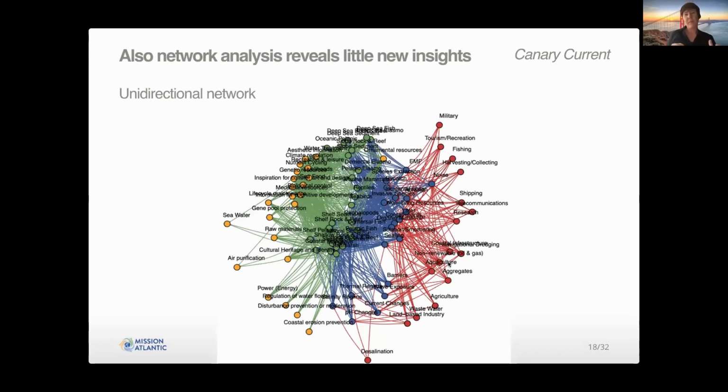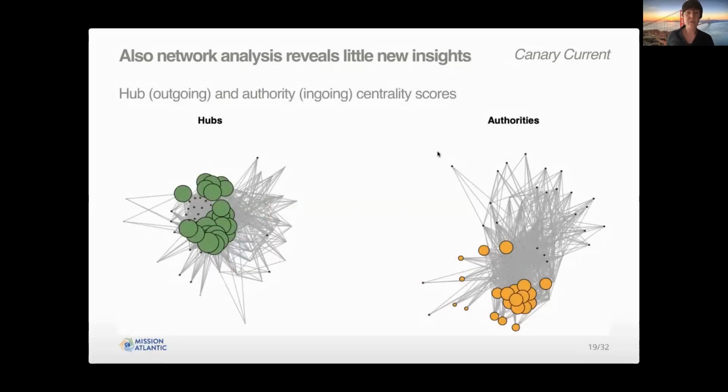What it typically does, you see the 4 different levels in the network structure, but it's not that you can see specific components highlighting out. There's another algorithm that also looks into the hub or outgoing and the authority or ingoing centrality scores. And surprise, surprise, the nodes with the most outgoing ones are all the pressures, and the ones with the most ingoing centrality scores are all the ecological characteristics. But that's then also part of the network structure in itself.